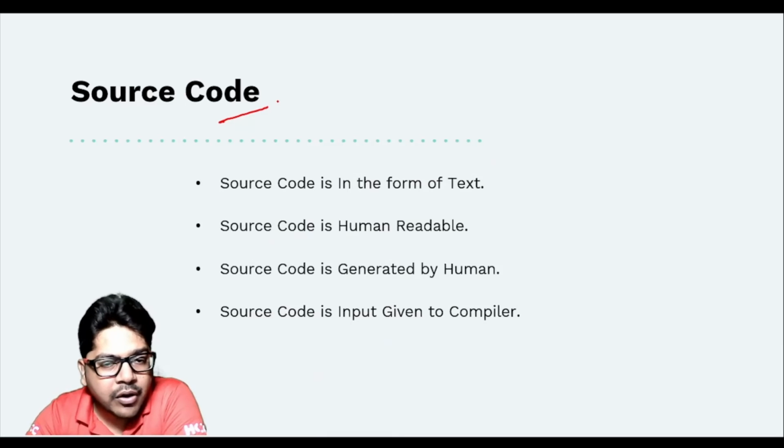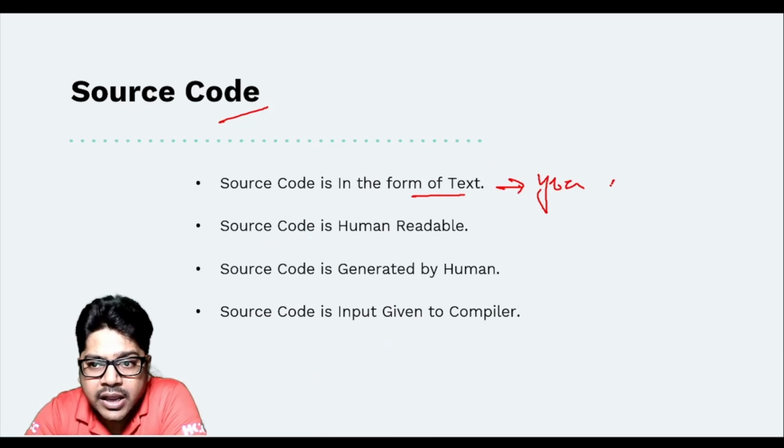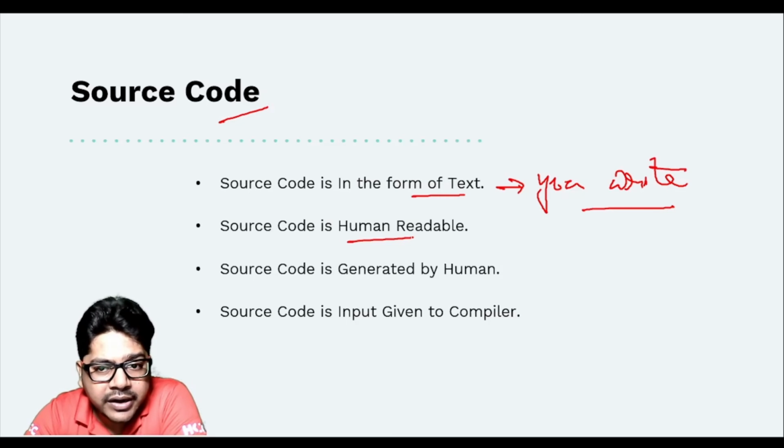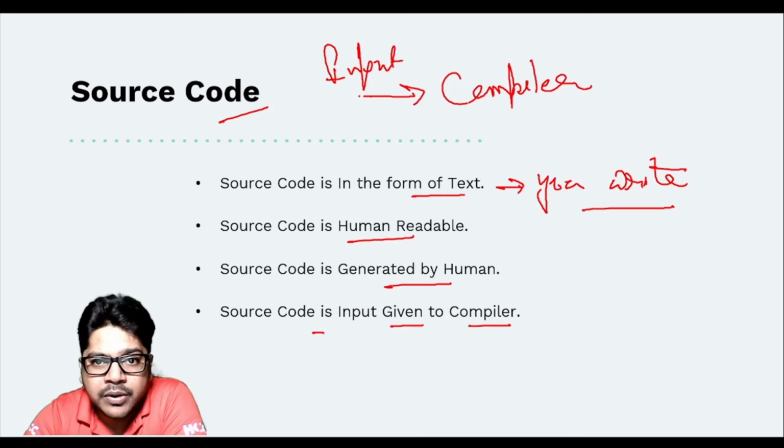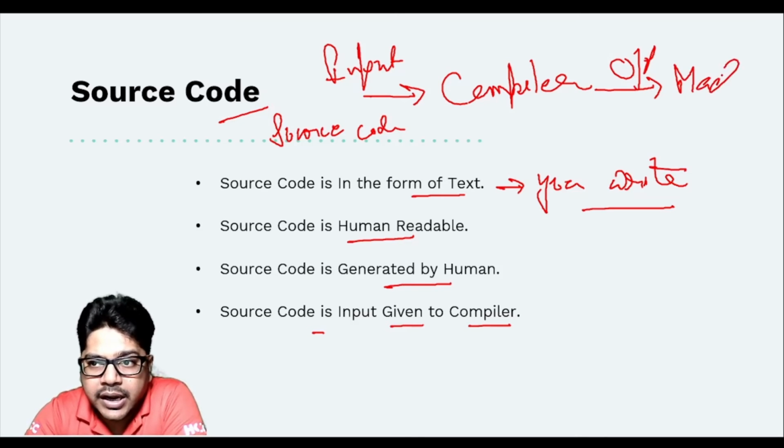Now, source code. We already talked about source code. Source code is in the form of text which you write, right? You are the one writing it. So your program, when you write it, is nothing but source code, and source code is human readable. You can read it, and source code is generated by a human. You are the one who generated it, and source code is the input which is given to the compiler. So the compiler was converting. There was an input to the compiler. So what was the input? The input was the source code. You were giving the source code as the input, and what was the output coming? The output was the machine code. So source code is the input given to the compiler.